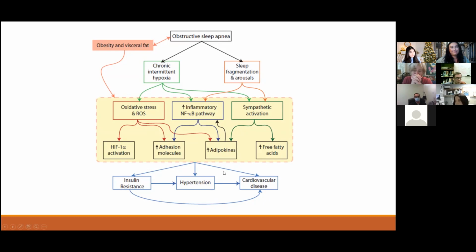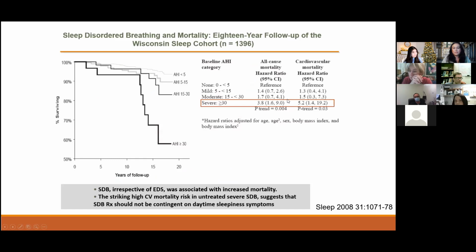So this has a lot of cardiovascular consequences. And then there's also chronic intermittent hypoxemia, with increased oxidative stress, again affecting these different pathways, and again contributing to sympathetic activation and the inflammatory pathway. So this is one of the studies just looking at long-term outcomes.